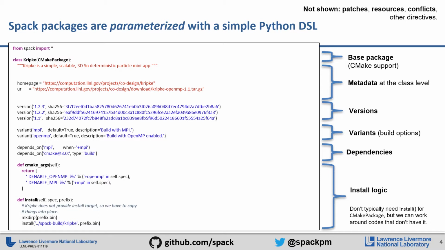The build instructions are similarly generic. Down here, this says what CMake arguments to use for the particular configuration. So self.spec here is the configuration of the package. If OpenMP is on, then we enable it. If MPI is on, then we enable it. If not, then we disable them. And then the install method just makes up for the fact that Kripke, which is a CMake package, doesn't actually have an install target. So we just copy the executable into the bin directory. This is a fairly simple package.